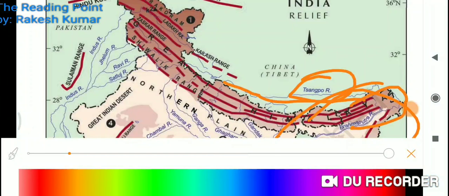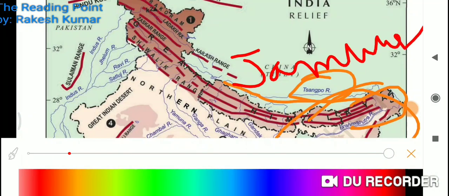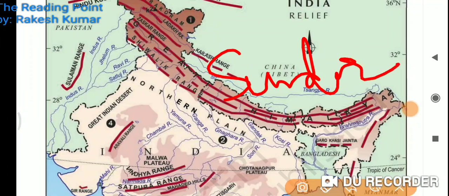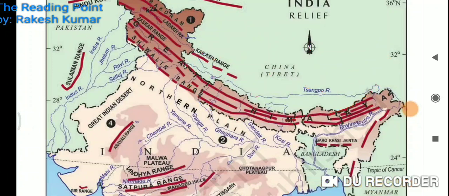It enters Bangladesh, where it is called Jamuna, not Yamuna. The Ganga and the Brahmaputra join together and form the largest delta in the world, that is the Ganga Brahmaputra delta, and it is known as the Sundarban delta because one tree is found here, that is the Sundari tree. That is why the delta is known as Sundarban delta. A major part of this delta lies in Bangladesh.